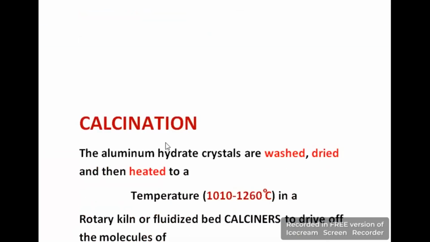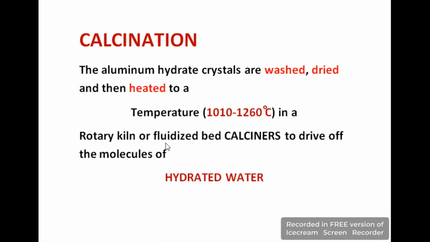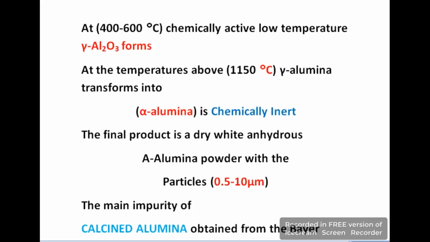process. So the next section is the calcination process, in which aluminium hydrate crystals are washed, dried and heated at a temperature of 1010 to 1260 centigrade. To remove the moisture of these particles, we use rotary kilns or fluidized bed calciners. So here you can see what happens at different ranges of temperature. At 400 to 600 centigrade temperature, we get the gamma form of Al2O3, and after 1150 centigrade, that gamma alumina transforms into alpha alumina, which is chemically inert.